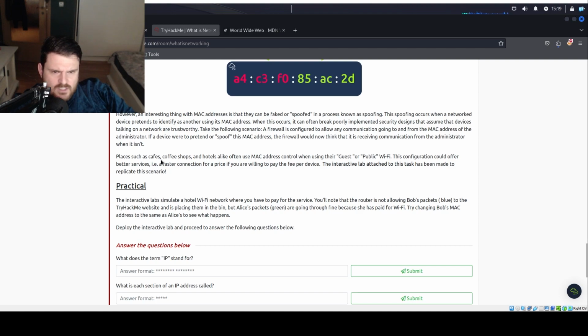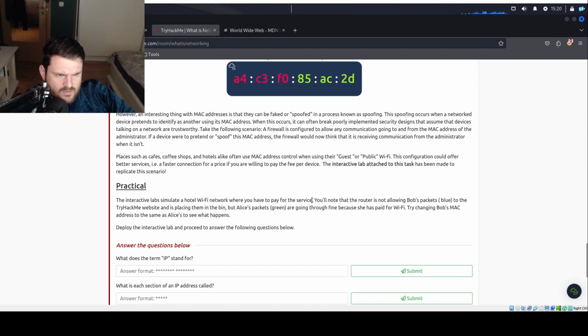Places such as cafes, coffee shops, and hotels alike often use MAC address controls when using their guest or public Wi-Fi. This configuration can offer better service, a faster connection for a price if you are willing to pay the fee per device. The interactive lab attached to this task has been made to replicate this scenario. The interactive lab simulates a hotel Wi-Fi network where you have to pay for the service.